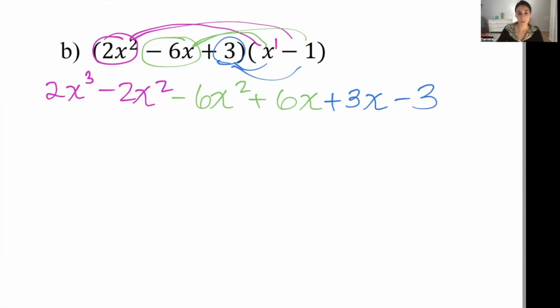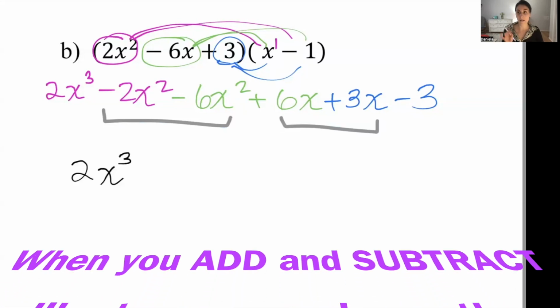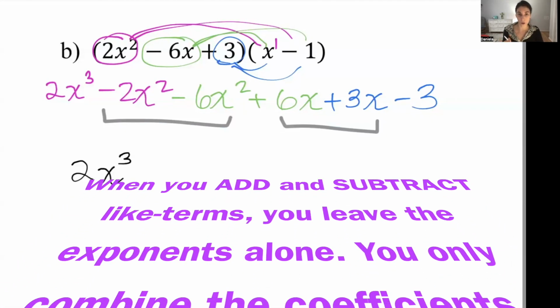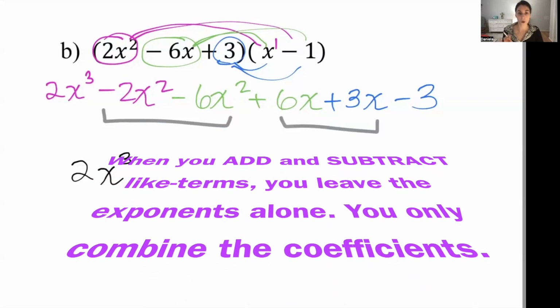So now we're going to look to combine like terms. So remember, like terms only are the ones that have the same exact exponent. So these 2 have the same exponent and these 2 have the same exponent. So I am going to copy down the 2x to the third. Now, when you add and subtract like terms, you leave the exponent alone. You only combine the coefficients.